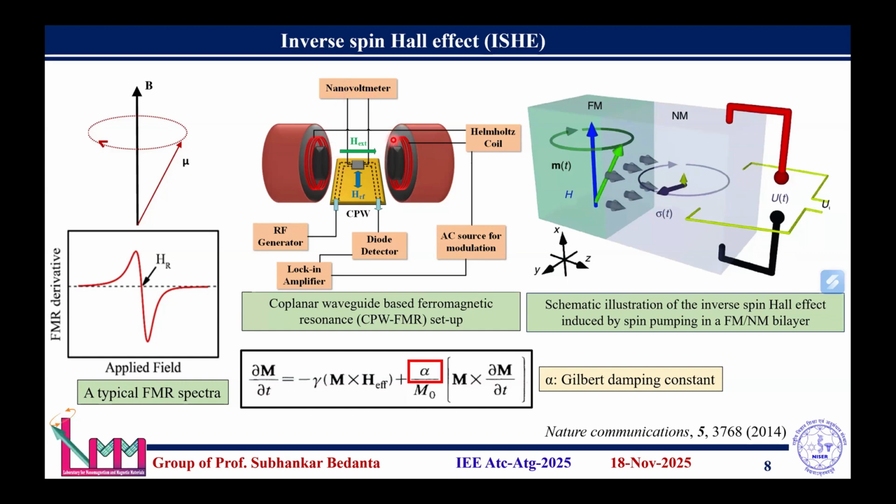Now the magnetization dynamics is basically governed by the Landau-Lifshitz-Gilbert equation mentioned here. Here the important factor is alpha, which represents the Gilbert damping constant. So when we take a spin sink near a ferromagnet, what happens? The non-magnetic layer will absorb the spin angular momentum from the ferromagnet, which will be reflected as an enhanced Gilbert damping constant as represented in this equation.